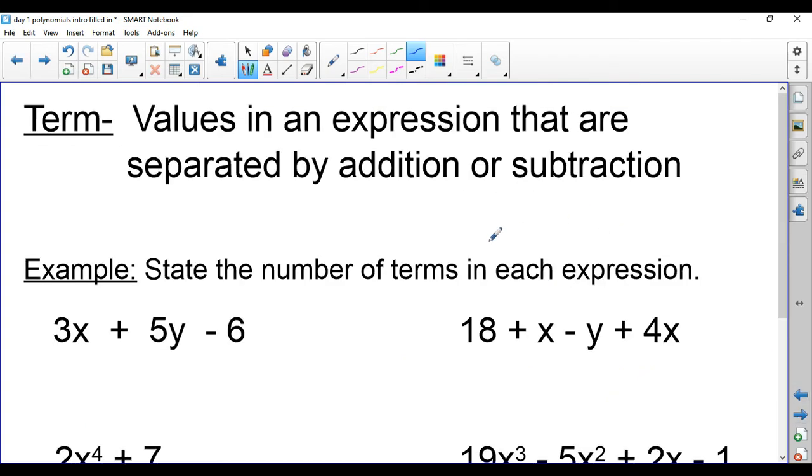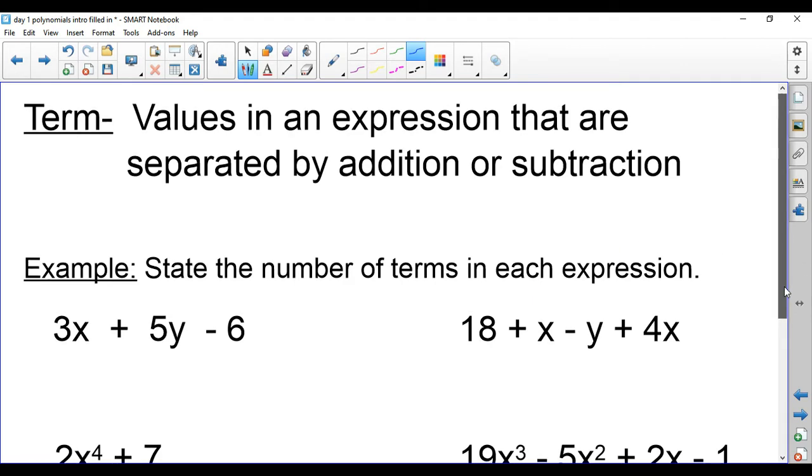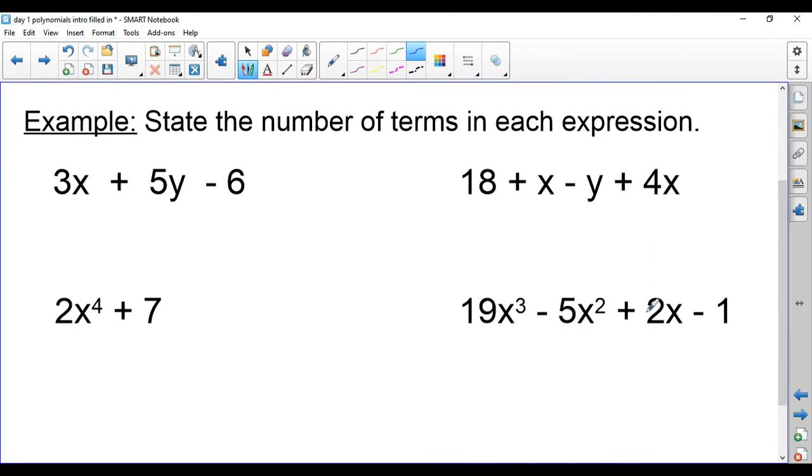We're going to have a lot of vocabulary about polynomials over the next couple of days. The first word is term. The terms of a polynomial are the values in an expression that are separated by addition or subtraction. So with a polynomial, it's important to know how many terms are in each polynomial. They are the values that are separated by addition or subtraction.